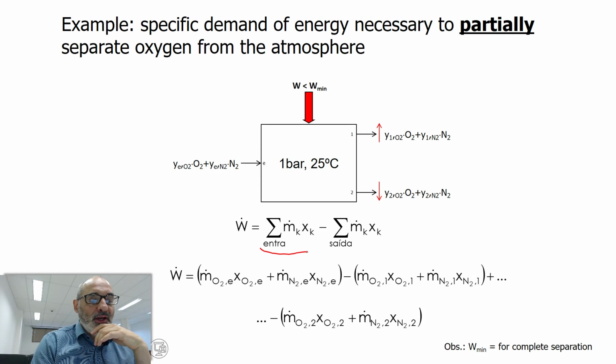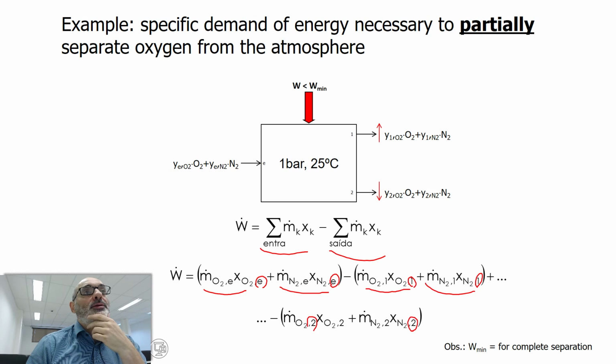Exergy entering minus exergy exiting. We have oxygen and nitrogen entering at E, and now we have oxygen and nitrogen at 1, and also oxygen and nitrogen at 2. That's the difference when we compare this with our last analysis for complete separation.